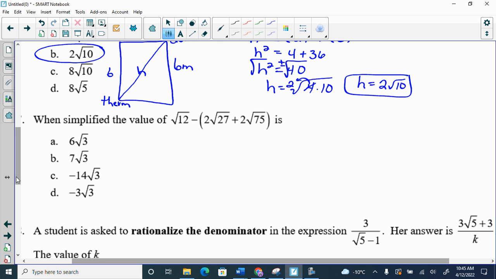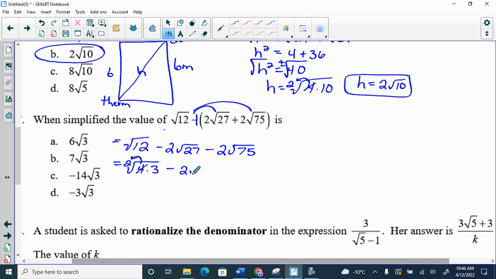This one, we have that minus sign. The minus 1 needs to distribute through. So we're going to get root 12 minus 2 root 27 minus 2 root 75. 12 can break down into 4 and 3. The 4 comes out and becomes a 2. 27 breaks down into 9 and 3. The 9 comes out and it's a 3. 75 breaks down into 25 and 3. The 25 comes out, it's a 5.